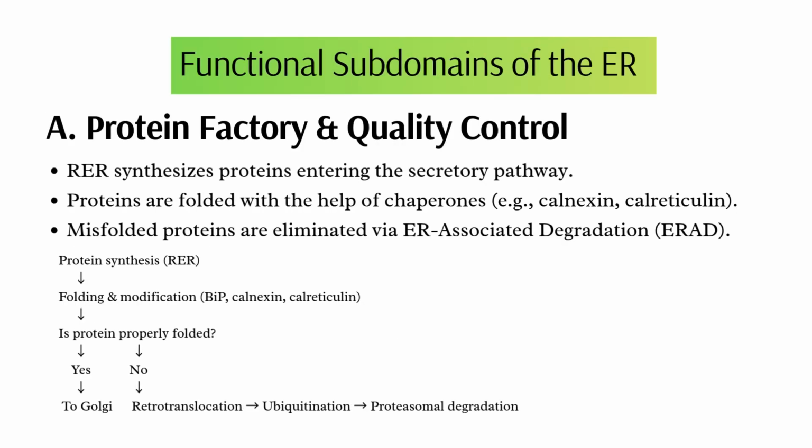The endoplasmic reticulum acts as the cell's protein factory and quality control center. The rough ER makes proteins that are destined for the secretory pathway, meaning these proteins will either leave the cell or go to specific locations inside it. As these proteins are made, they are folded into their proper shapes with the help of special helper proteins called chaperones, such as calnexin and calreticulin. If any protein is folded incorrectly or damaged, the ER identifies it and removes it through a system called ER-associated degradation, or ERAD. The faulty protein is retrotranslocated back to the cytosol, tagged with ubiquitin, and sent to the proteasome, the cell's recycling center.